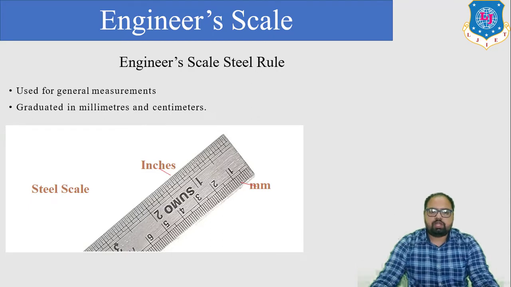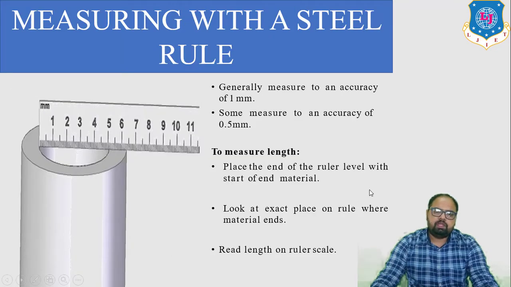We all are familiar with this engineer scale. It is used for general measurement, and on this scale the numbers are marked in millimeters, centimeters and inches. On this side the marking is in millimeters as well as centimeters, and from this side the marking is in inches. Generally, to measure to an accuracy of 1 mm, this steel rule is used. Some steel rules measure to an accuracy of 0.5 mm.